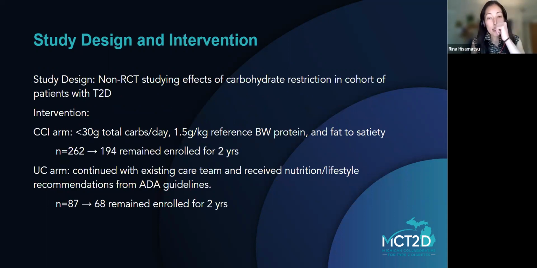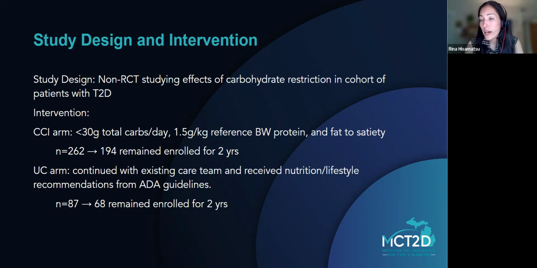All right, so the study design: this was an analysis of a non-randomized controlled trial, looking at the effects of carbohydrate restriction in a cohort of patients with existing type 2 diabetes. For the intervention, they recruited participants with an established diagnosis of type 2 diabetes and BMI greater than 25. They self-selected whether to receive the 2-year continuous care intervention, which we call the CCI arm, or the usual care, the UC arm.